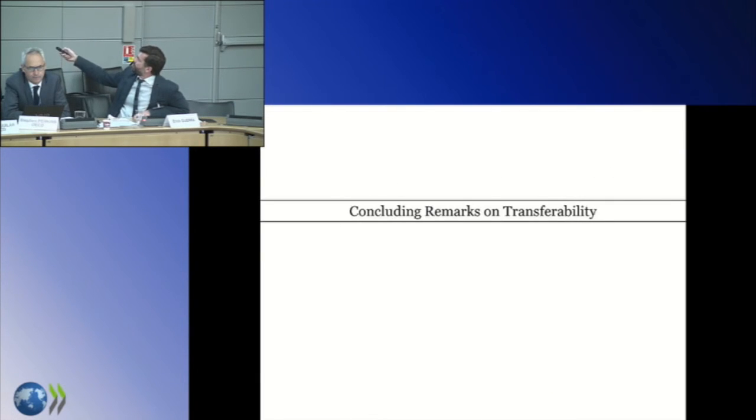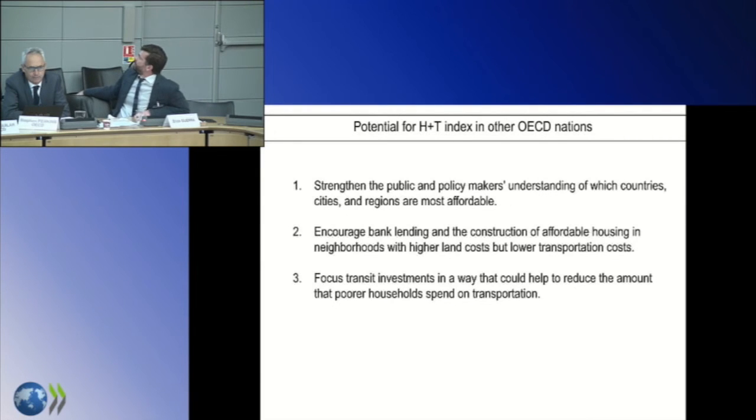So a few concluding remarks on transferability. There's some real value to these indices, and I think it can strengthen the public and policymakers' understandings of which countries, cities, and regions are most affordable. So when you're thinking about where is a good place to live, the same way that I showed the index used to show Washington, D.C. is a lot more affordable than we might think of it if we just look at housing costs, we can apply it across OECD countries and cities and think about affordability a little bit more broadly. It can also be used to encourage bank lending and the construction of affordable housing in neighborhoods with higher land costs but lower transportation costs.